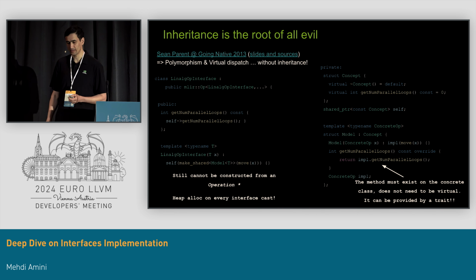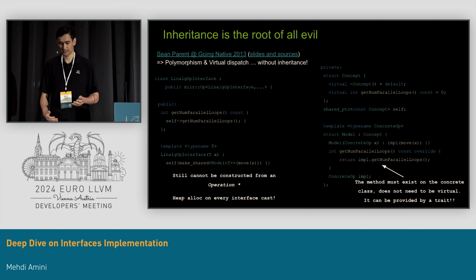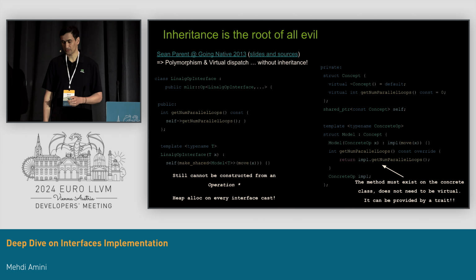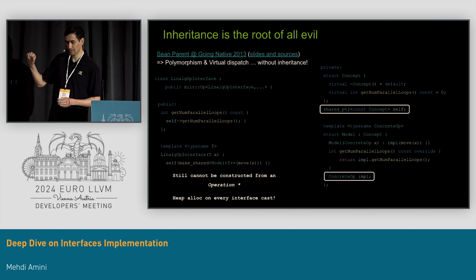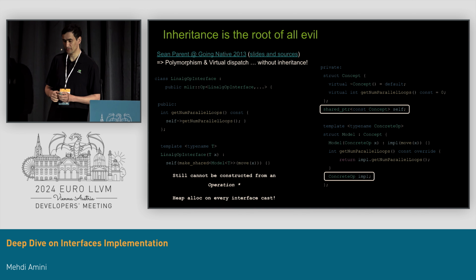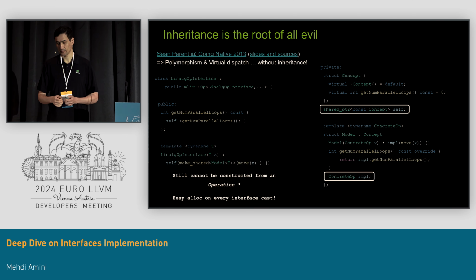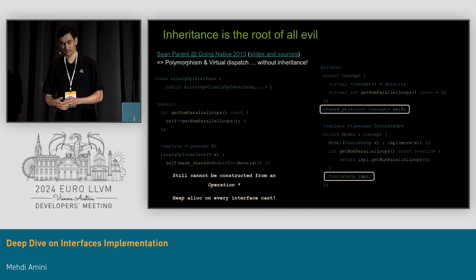Also, the implementation that Sean proposed was still heap allocating, which doesn't really fit what we want to do. It's far too heavy. So we're going to look a bit at the pieces here. We have a shared pointer to the concept, the base class, and the actual implementation, the instance, is also keeping a copy of the concrete op.